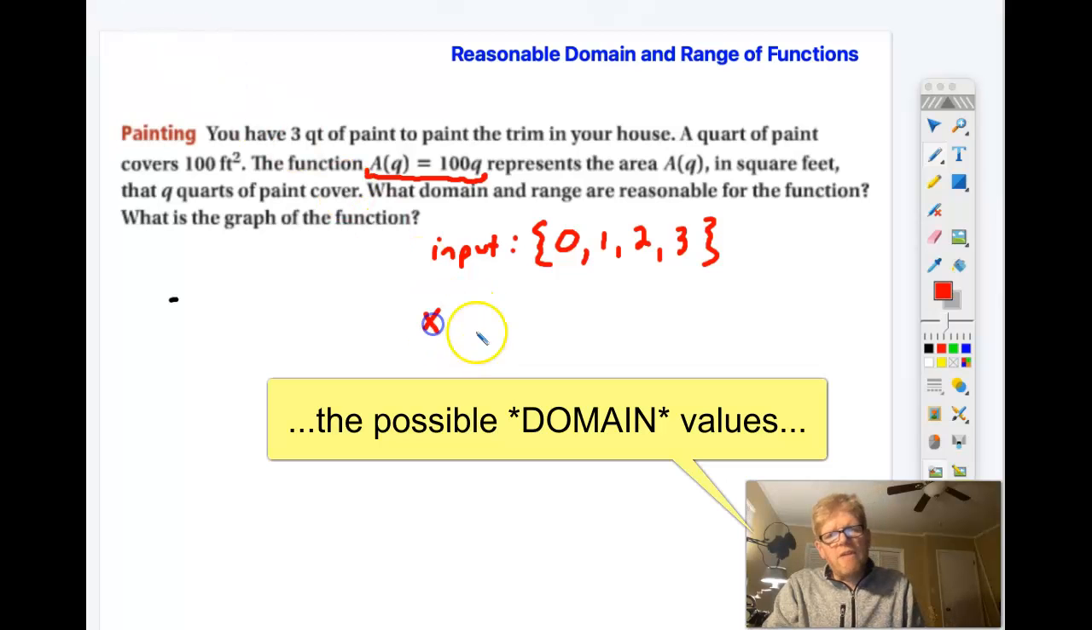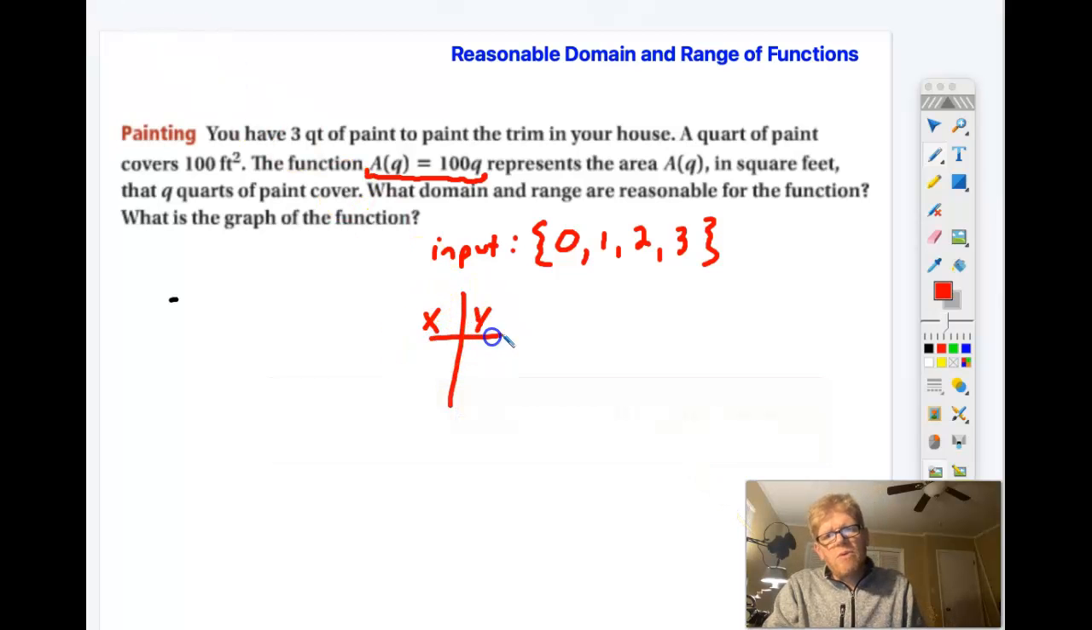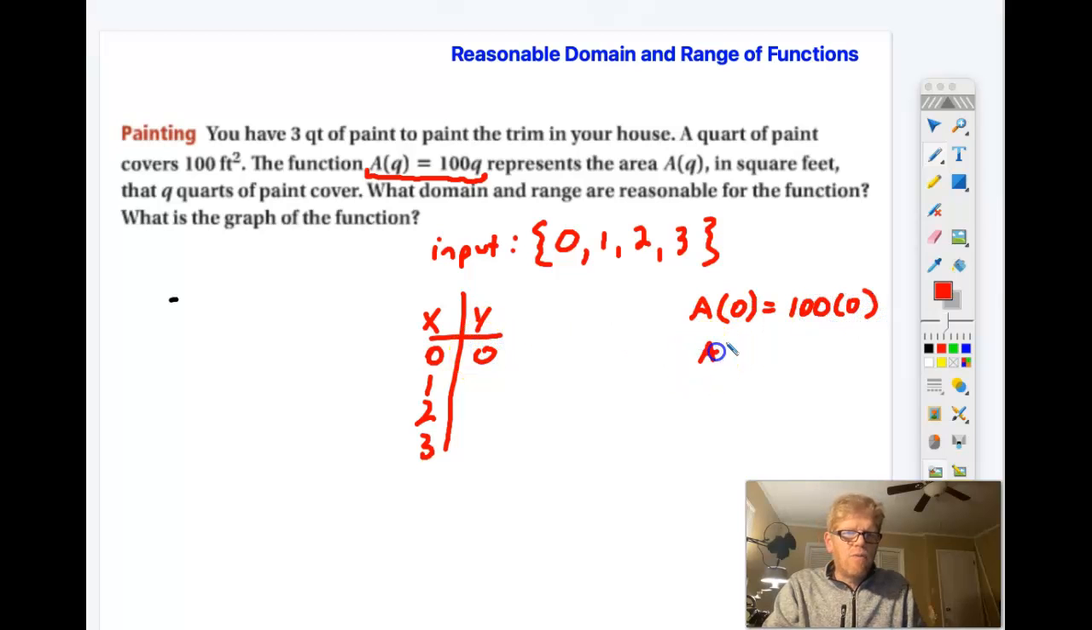So in order to graph that function, we would need to create a table of values: 0, 1, 2, and 3 right there. And we know that A of q is equal to 100q, so we put in each one of these values. A of 0 is equal to 100 times 0. That, of course, will be 0. A of 1 is equal to 100 times 1, and that's going to be 100. We keep doing that for 2, right? That's going to be 200. We put in 3, that's going to be 300.